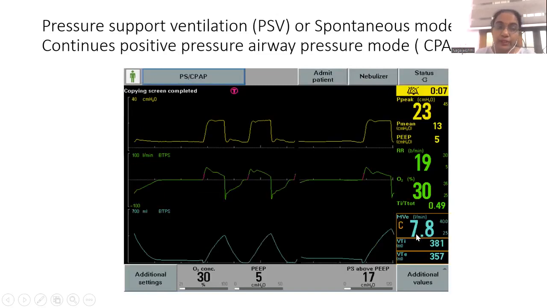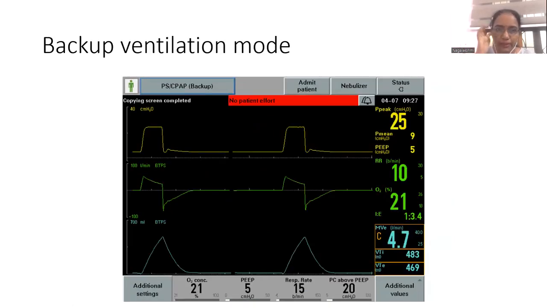Suppose the patient does not breathe on pressure support, then we set up the backup ventilation. The backup ventilation mode is the mode where the machine falls back to a pressure control mode or a volume control mode, as we set, if the patient falls into apnea. So we set up an apnea time. If the patient has an apnea of more than 20 seconds or 30 seconds, as we set, then it falls back to a backup ventilation mode, which acts like a volume control or a pressure control mode.